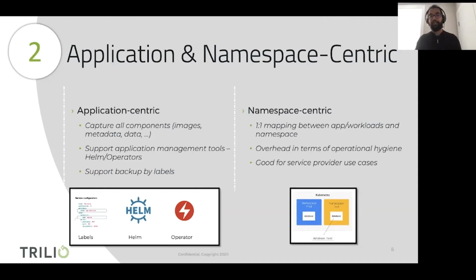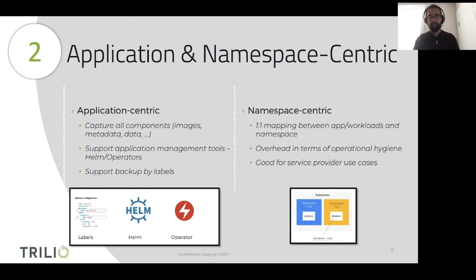The reason for that is there is no standard definition of application within Kubernetes today. You have stateful sets, you have daemon sets, you have deployments. All of those are workloads which could be an application for you. So one of the trends that we have seen is that customers are doing a one-to-one mapping between a workload or an application and a namespace. So having a namespace-based backup will make a lot of sense in that case.